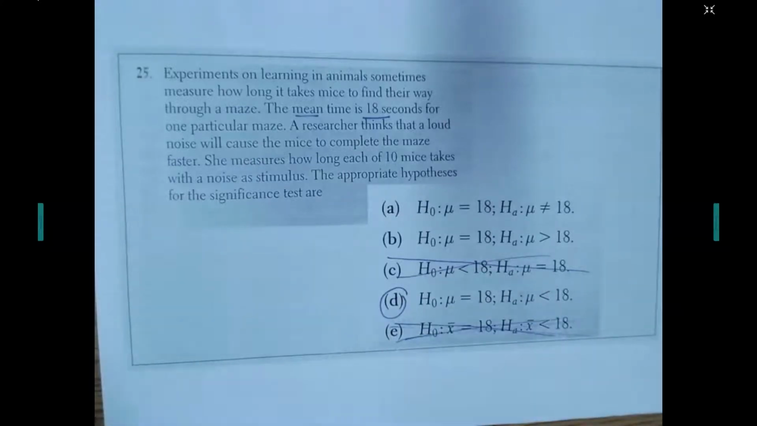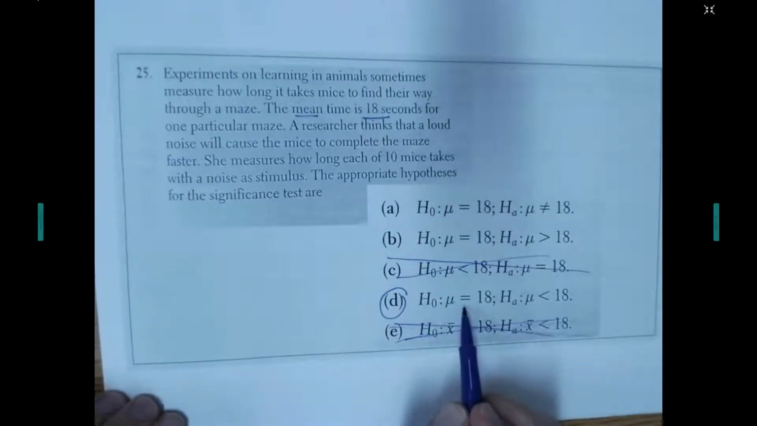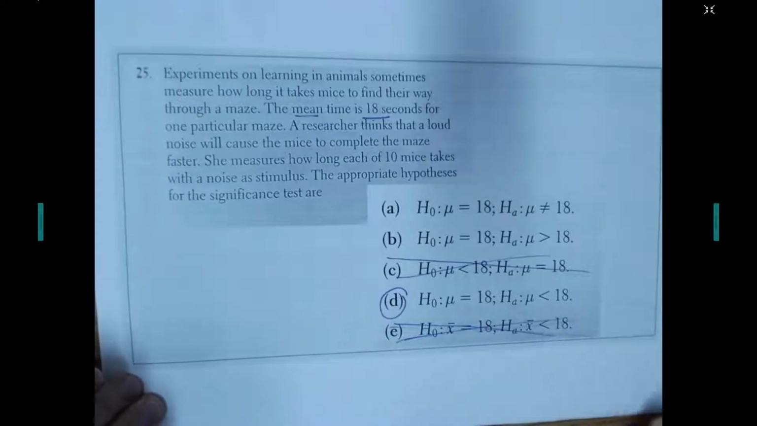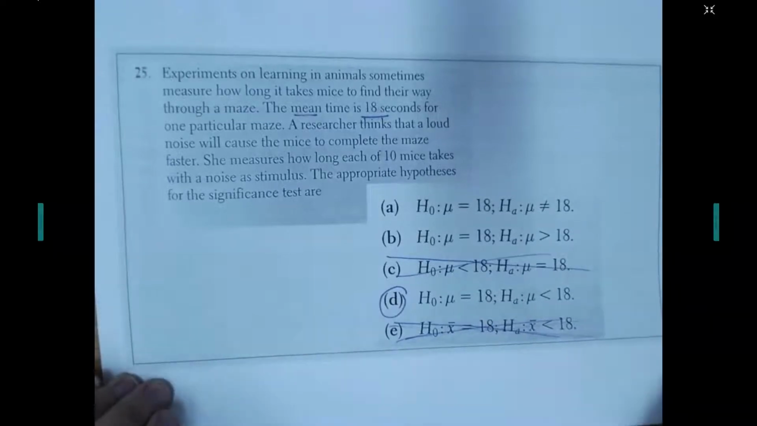So a couple things to remember when you set up your hypotheses. First of all, they've always got to be in terms of the true parameter. So either mu for means or p for proportions. The null is always equals. And then the alternative is your testing hypothesis. And so whatever you're testing goes there.